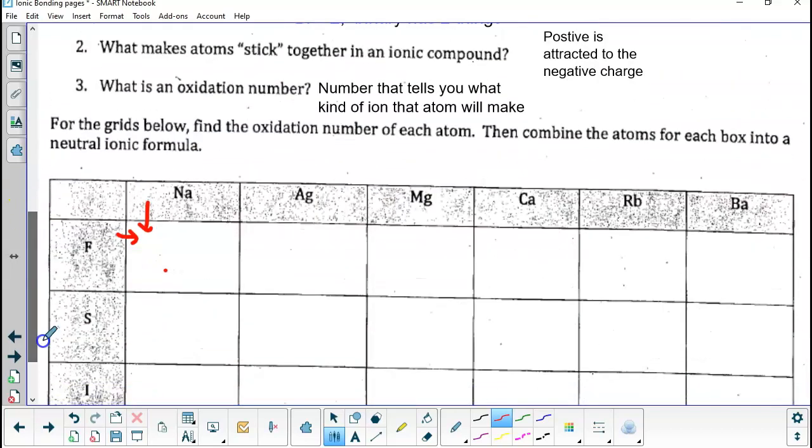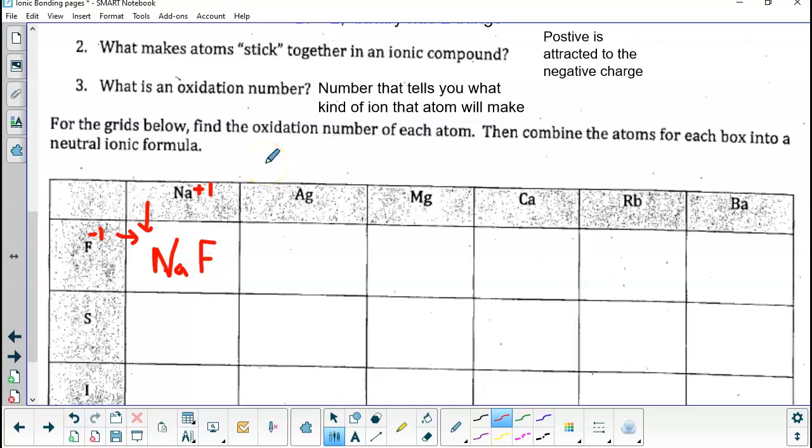I'm going to write those charges right here. You may want to just look up all the charges at once, and that's perfectly cool, instead of doing them one at a time. Now when I put these together in a formula, remember the positive, the metal, always goes first. In this case, my charges are going to cancel. A +1 and a -1 will cancel each other. So I just need to write Na for sodium and then F for fluorine.